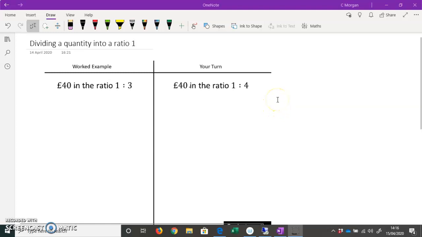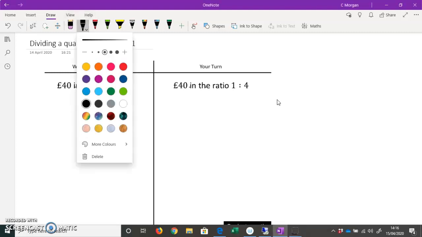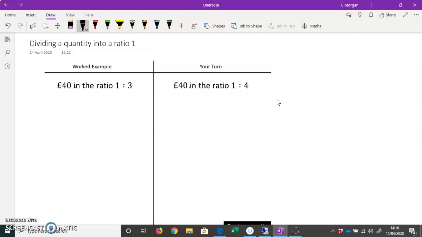Hello, I'm here to talk about how to divide a quantity into a ratio today. I hope you had a go at the homework from the week before the Easter holidays, which was about simplifying ratios, but this is working on a slightly different skill today.